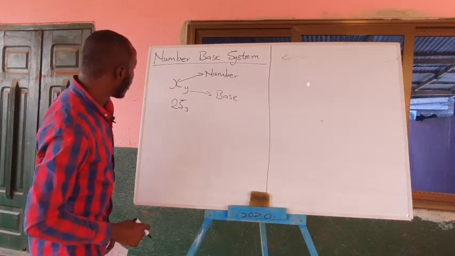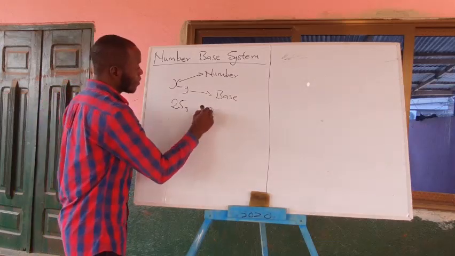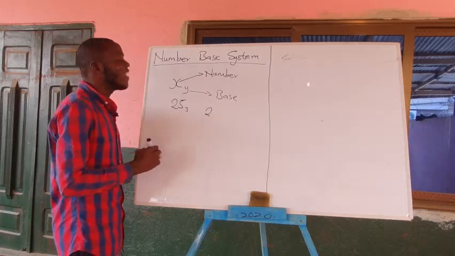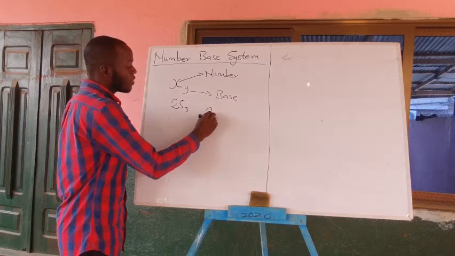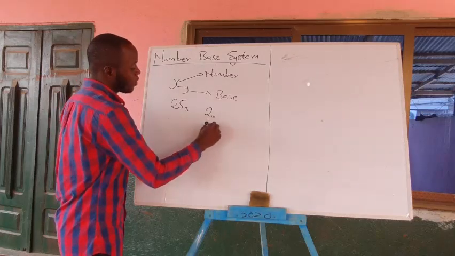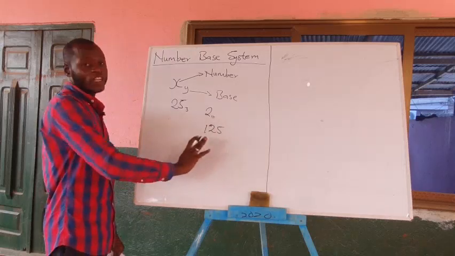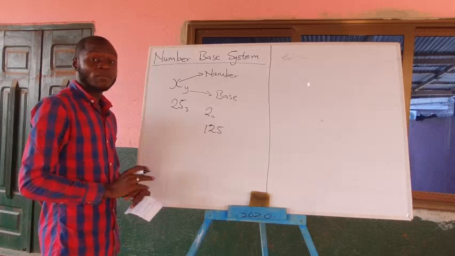The next thing you have to know is that when any number is written, say 2, without any assigned base, the number is in base 10. So if I have 125 standing alone without any assigned base, it means automatically that the number is in base 10.